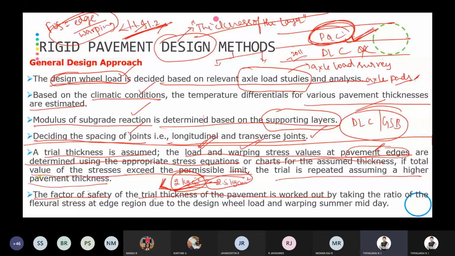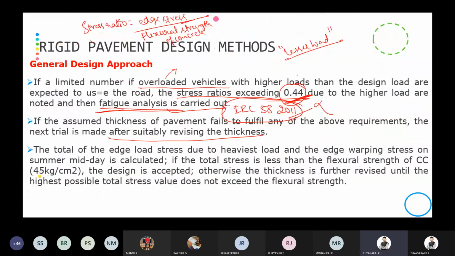We can adapt the thickness. If it is exceeding the factor of safety, it means you are going to do the trial thickness design. Then here also, if the stress ratio is greater than 0.44, we are going to consider the redesign of the thickness.